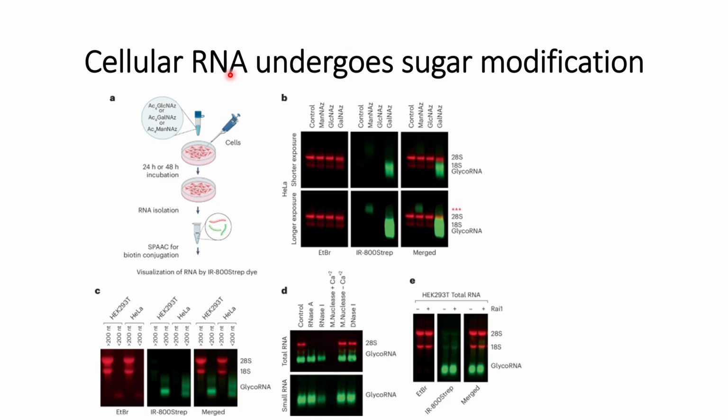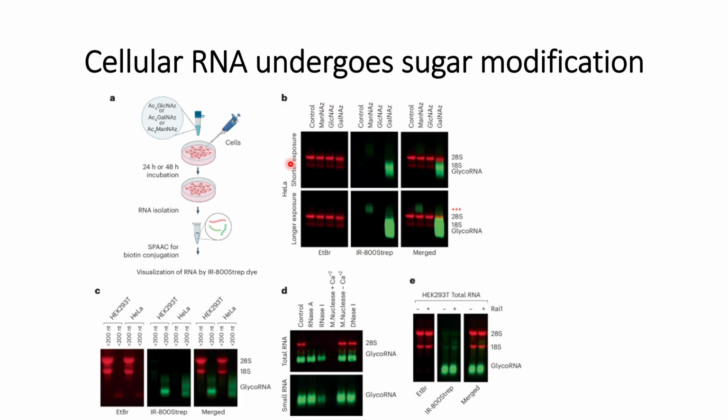For today's video, we will just see whether they are also able to see the glycoRNAs that have been previously reported. In order to check that, they use reagents, that is Ac4GlcNAz, Ac4GalNAz and Ac4ManNAz. After incubating them in the cell culture medium for 24 or 48 hours, they isolate RNAs and do SPAAC for biotin conjugation so that they can be visualized using IR 800 streptavidin dye. And this is the visualization in panel B.